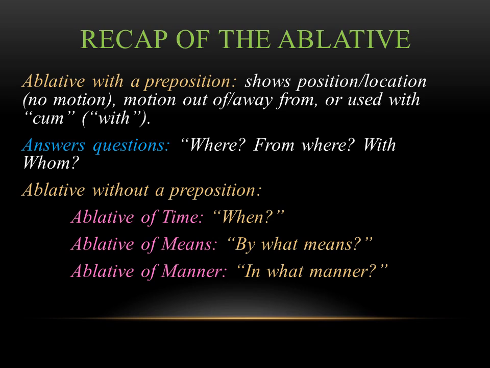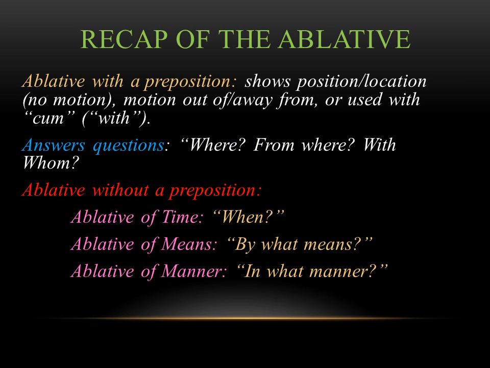So just a quick recap. This is how we've seen the ablative so far in our book. When you have an ablative with a preposition, meaning it's part of a prepositional phrase, it's showing position or location, meaning no motion, or it's showing motion out of or away from something. And the last use that we just saw in this chapter is it's being used with the word cum, which means with. So someone is accompanying something else. Someone is with something. Another use of the ablative is it's answering these questions, where, from where, or with whom. And again, these 3 questions are when you have an ablative with a preposition. That's what it's answering.